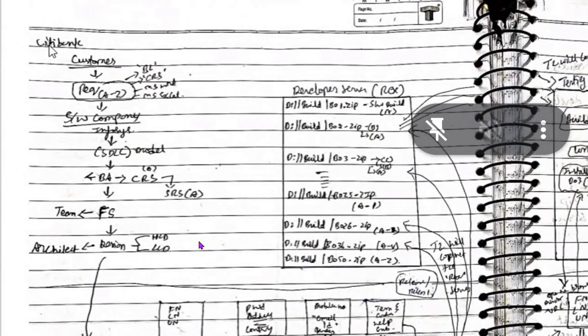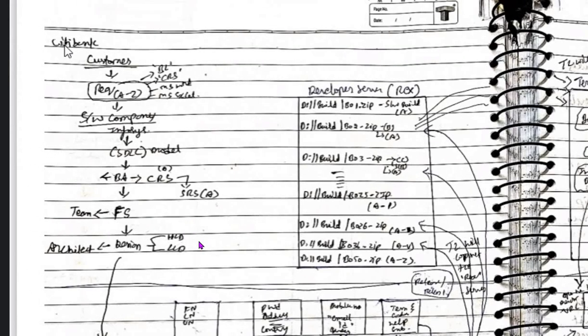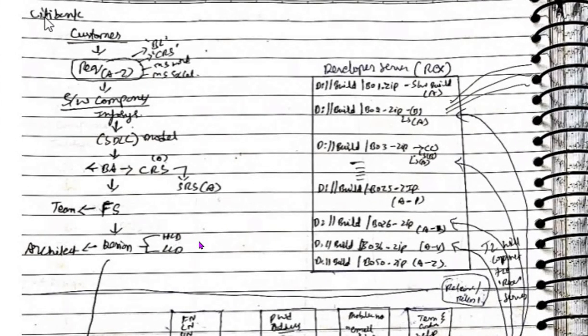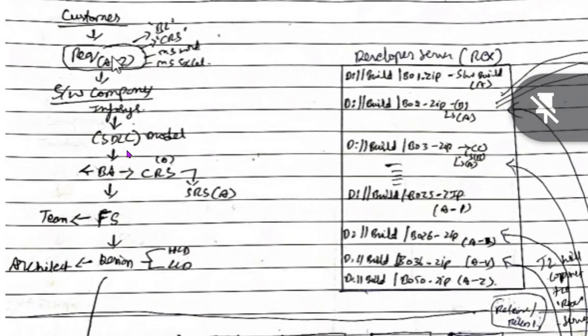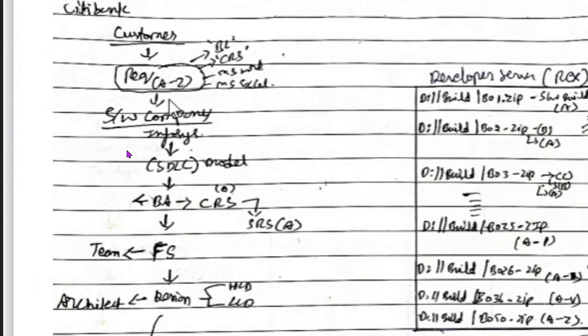Okay, let me take the customer as Citibank, and let me take the company name as GTS. For example, the customer, Citibank, gives the A to Z requirement to the GTS company. So to complete that project, the company will follow one SDLC model. Here, everything is given by the customer, so we can follow the waterfall model. Everything has been given and no requirement changes are going on. They are not changing any requirement. They gave the complete A to Z requirement, so it's an easy model. We can follow that one.